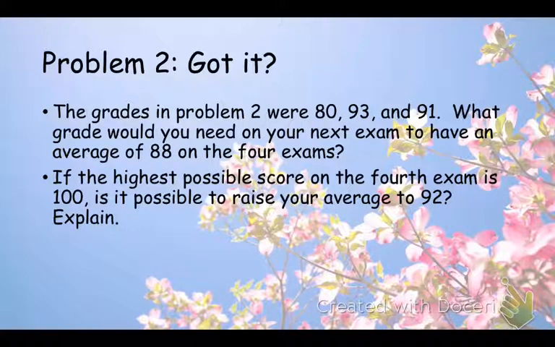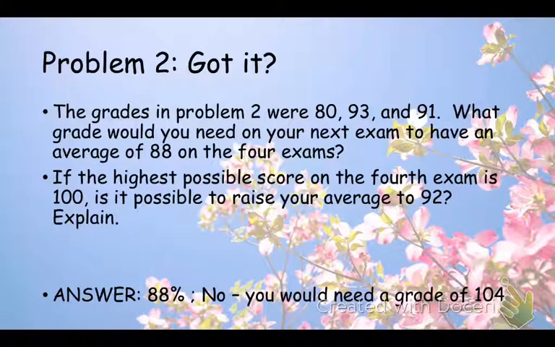All right, welcome back. The answer for this would be 88%. And so for the second part here, if the highest possible score on the 4th exam is 100, is it possible to raise your average to 92? The answer is no, because in order to do that, you would need to get a grade of 104. And as stated in the question, you cannot get above 100.